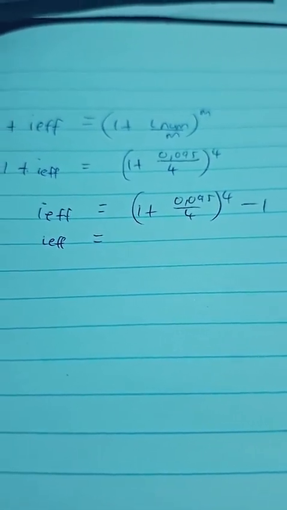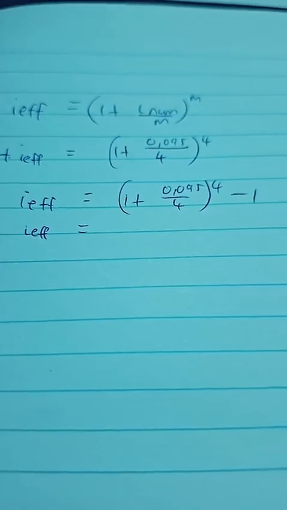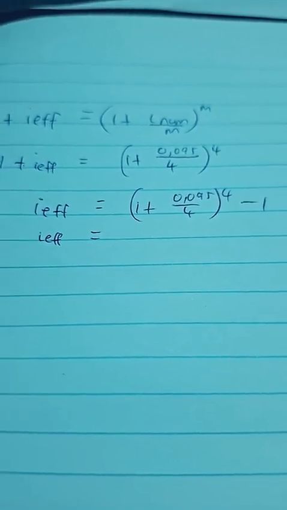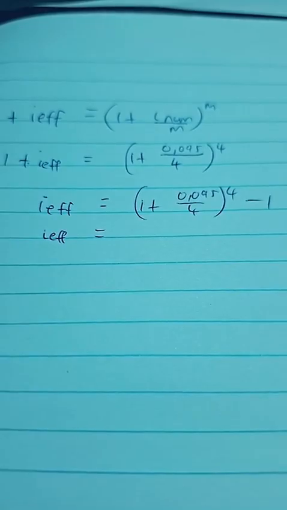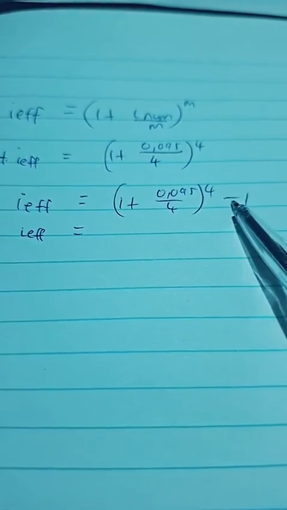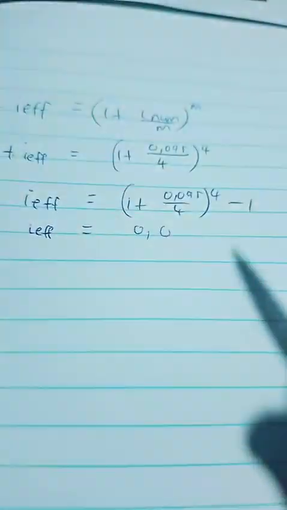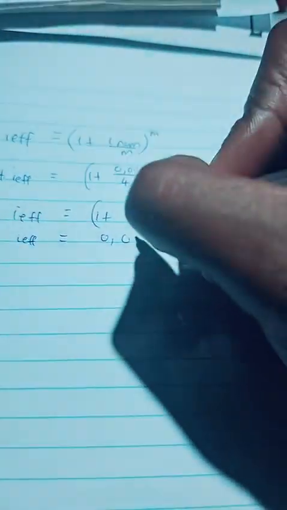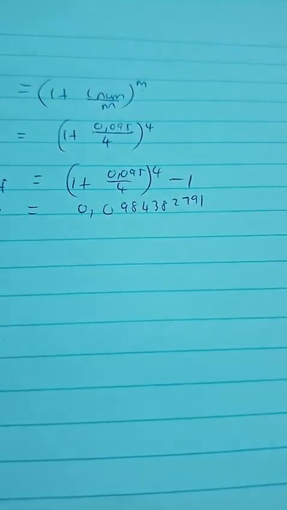It's 1 plus 0.095 over 4, all raised to the power 4, and then you have your minus 1 outside the bracket. What do you get as a decimal number? Please give me the entire decimal. The minus 1 comes after the entire bracket. That's where it comes from; it got transposed over to the other side. Are you with me? So it's 0.09843827791. Thank you very much.